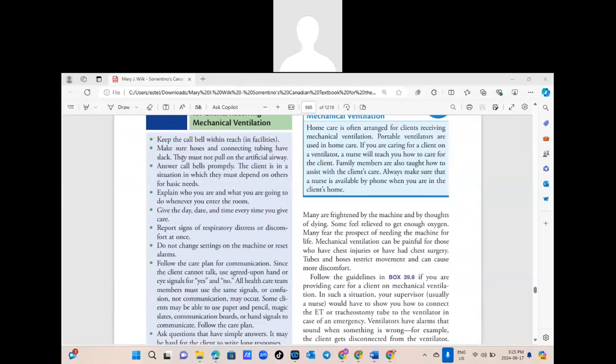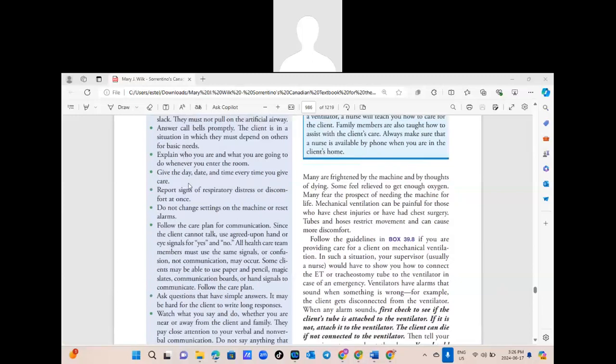So keep the call bell within reach in facilities. Make sure hoses and connecting tubes have slack. They must not pull on the artificial airway. Answer call bells promptly. The client is in a situation in which they must depend on others for basic needs. Explain who you are and what you're going to do whenever you enter the room. Give the day, date, and time every time you give care. Report signs of respiratory distress or discomfort at once.